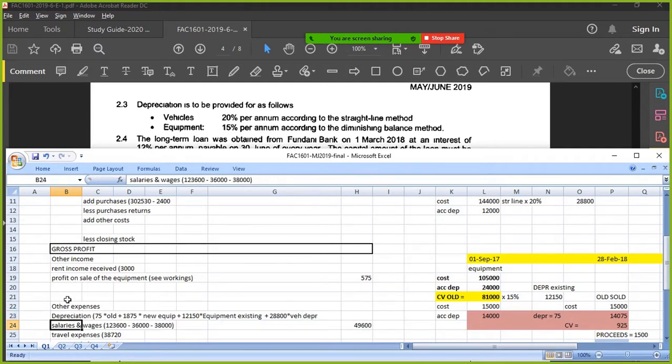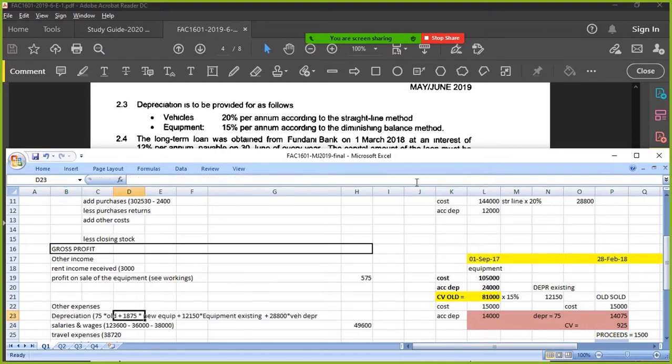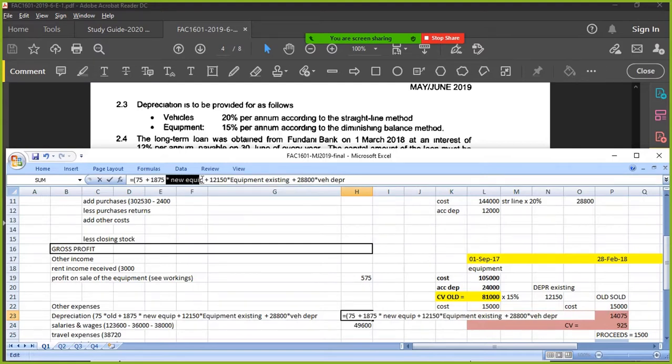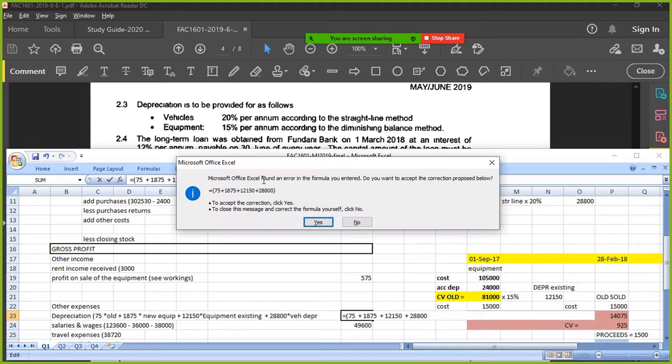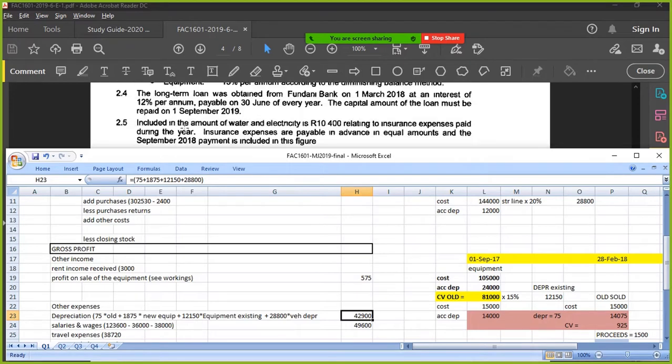All right, and that's it. I've covered everything. Add and subtract. Oh, we'll just add actually. Okay, there's the total. All right, depreciation done.